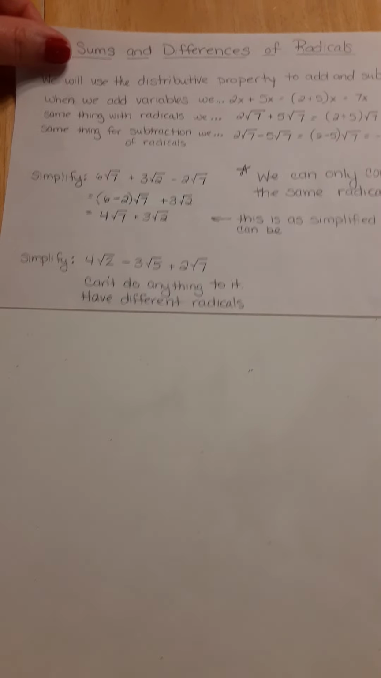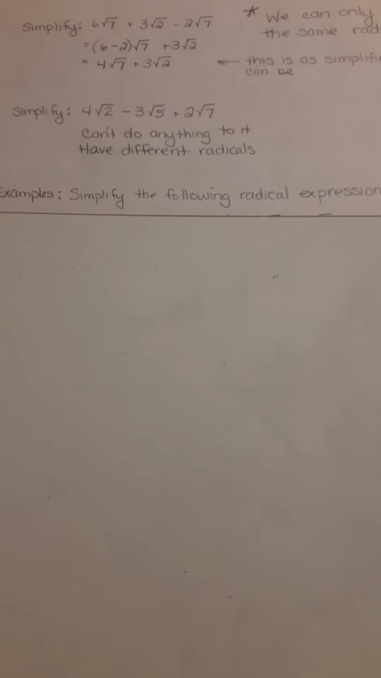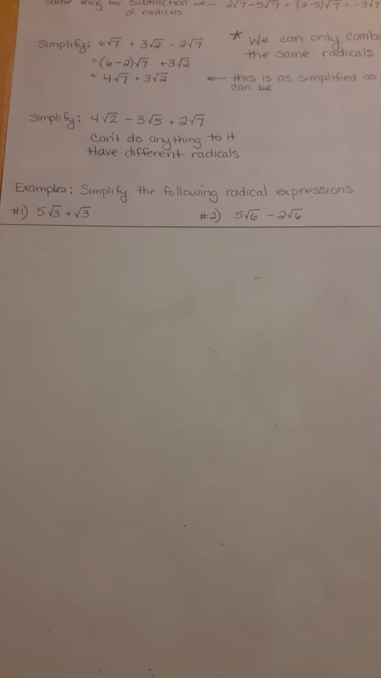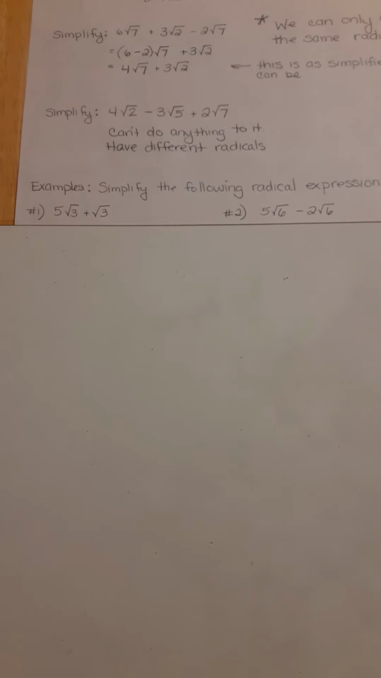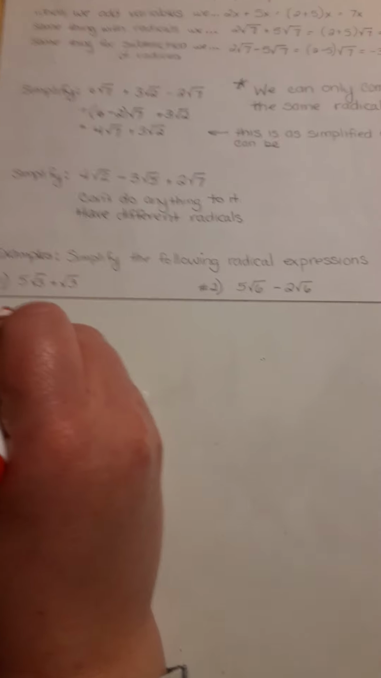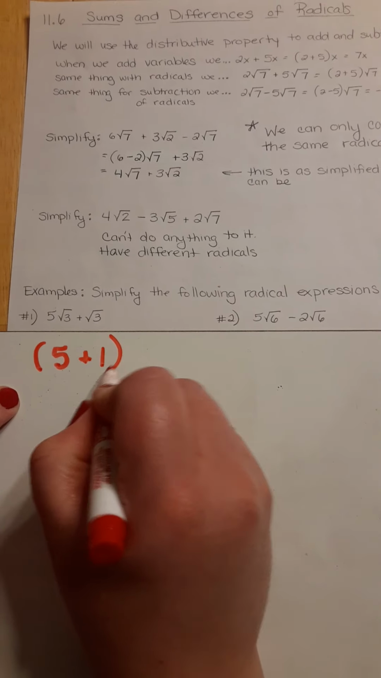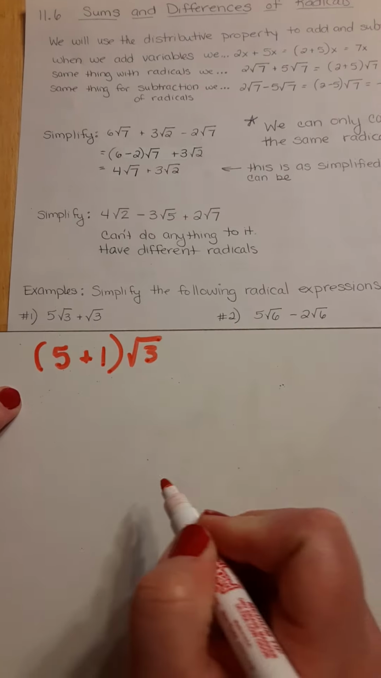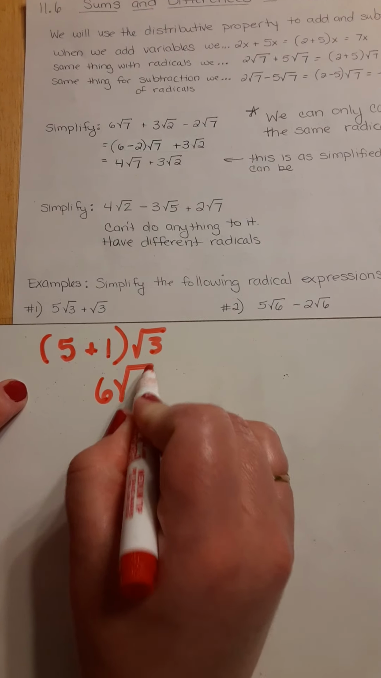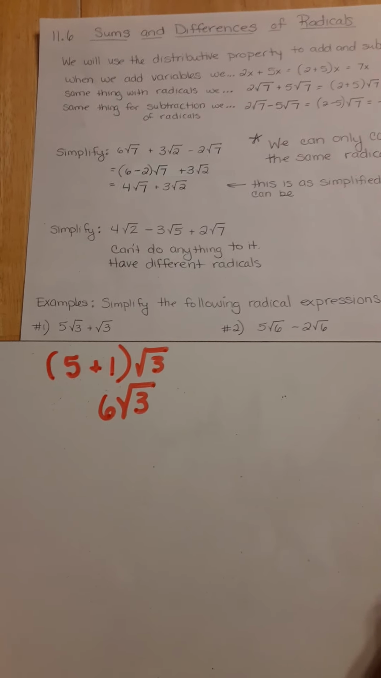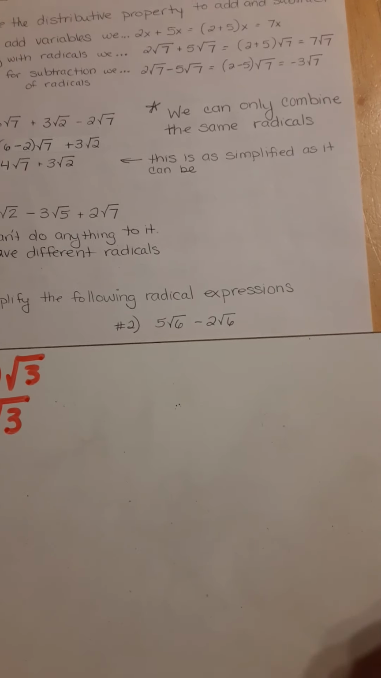Okay, so let's do some practicing here. They want us to simplify the following radical expressions. So here are my 2 problems. The very first thing we always double check is, do they have the same numbers underneath the radical sign? And they do. So I'm going to add the numbers in front, which would be 5 plus 1, and then attach the square root of 3, do the math, and my final answer is 6 times the square root of 3.